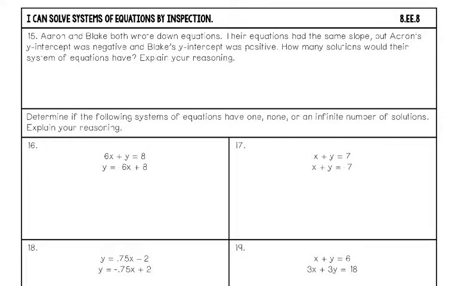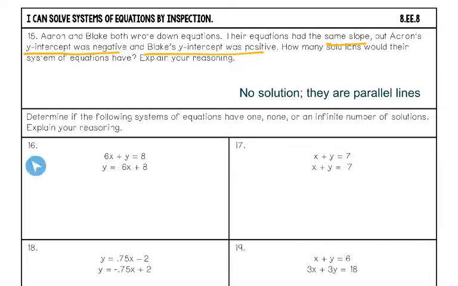These two guys have equations that are the same slope, but Aaron's y-intercept was negative and Blake's was positive. If they have the same slope but a different y-intercept, they would be parallel. They would never intersect, and so therefore they can have no solution. So they have to be no solution because they are parallel lines. If you graph them, they would never, ever intersect. Let's look at number 16.